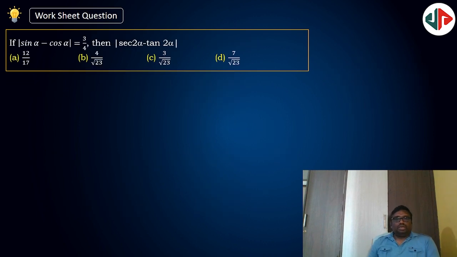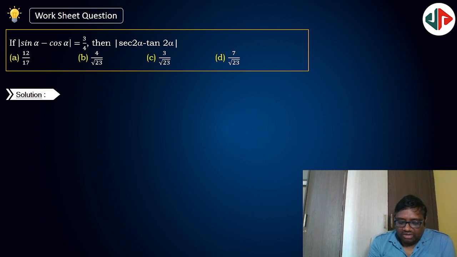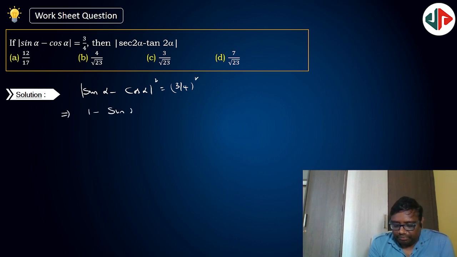Beautiful question. The same as the previous question, this is also. The magnitude of sin alpha minus cos alpha is given as 3 by 4. Then what is the value of the magnitude of secant 2 alpha minus tan 2 alpha? If we square both sides, sin alpha minus cos alpha whole square is equal to (3/4) whole square. Now if you simplify, it becomes 1 minus sin 2 alpha is equal to 9 by 16. So from this, sin 2 alpha is 1 minus 9 by 16, which is nothing but 7 by 16.